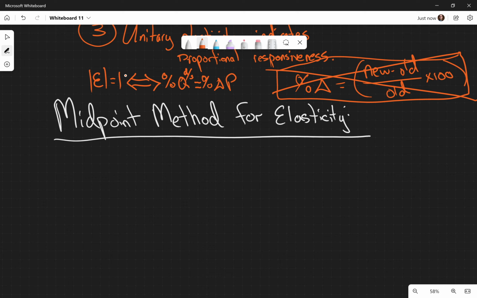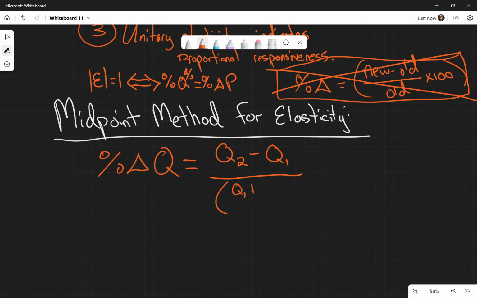Instead, let's go ahead and do an example of percentage change in the quantity. We are going to look at Q2 minus Q1. So we start out the same, right? New minus old. You can think of 2 as new, 1 is old. Divided by, and then here's where it's different. Instead of just dividing by Q1, we're going to divide by the midpoint. So we're going to do Q1 plus Q2, and then divide by 2.